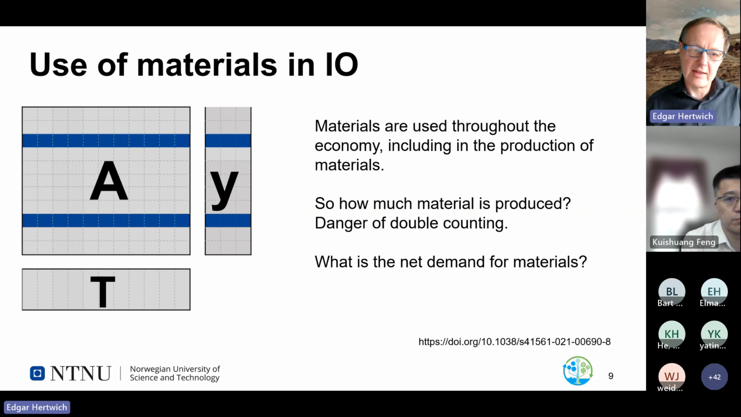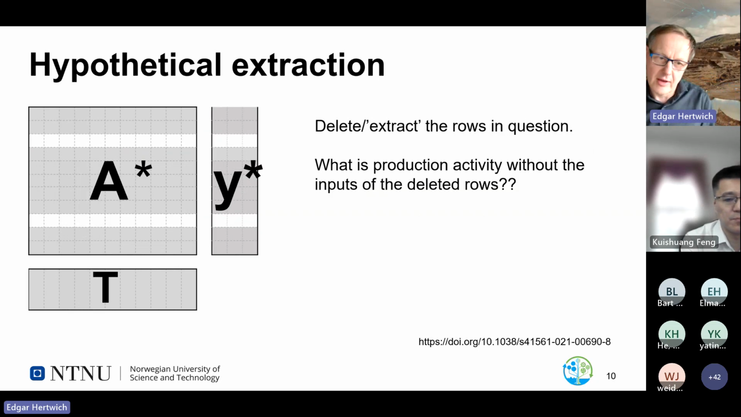And so the question is, what's the net demand of materials, and how can we determine the quantity of materials that is needed by the rest of the economy outside the materials production industries? And this is where the hypothetical extraction method can be used. And in that method, what actually happens is that we extract, so we remove some of these numbers in the input-output table. In this case, I've removed the demand for materials, both the intermediate demand and final demand for materials.